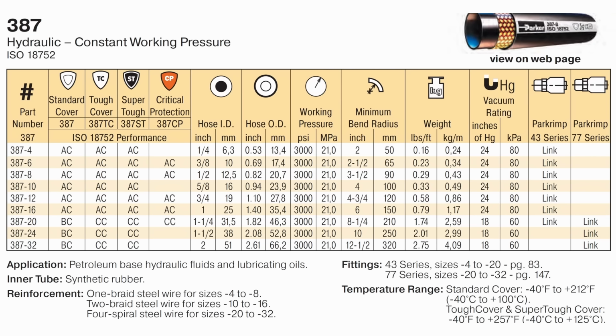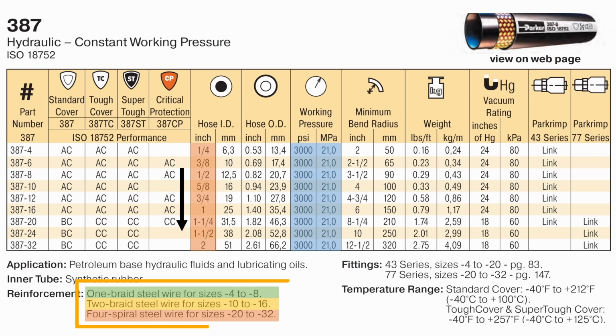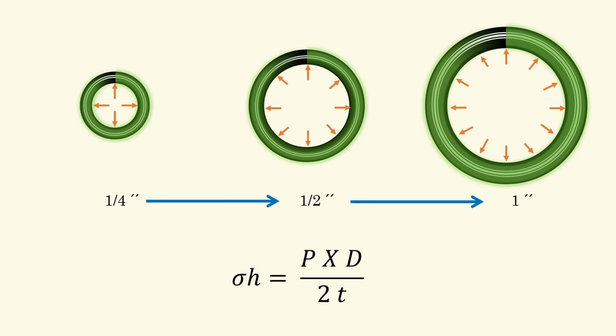And in a series, every hose size has the same pressure rating. So you can ask, why does the pressure rating of these hoses not decrease as the hose size increases? The reason is that hose construction changes with the size. As the hose diameter increases, the wall thickness and reinforcement, such as the number of steel braids or spiral layers, also increase. And this allows the hose to maintain the same constant pressure rating across the different sizes.